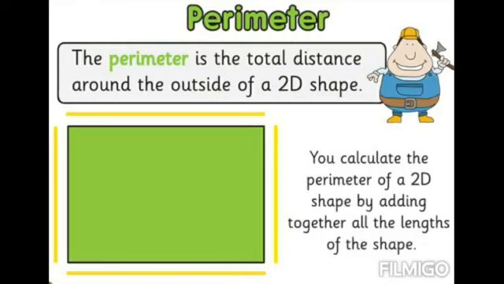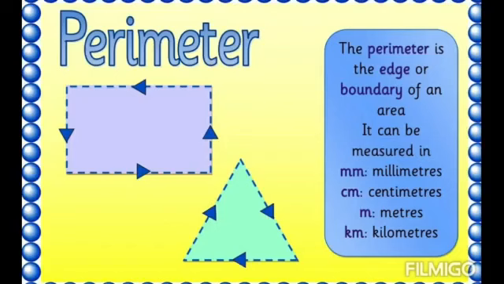What is perimeter? Perimeter is the total distance around the outside of a 2D shape. If we have to calculate any 2D shape's perimeter, we will add all the lengths of the sides of the shape. It can be measured in millimeter, centimeter, meter, kilometer, etc.